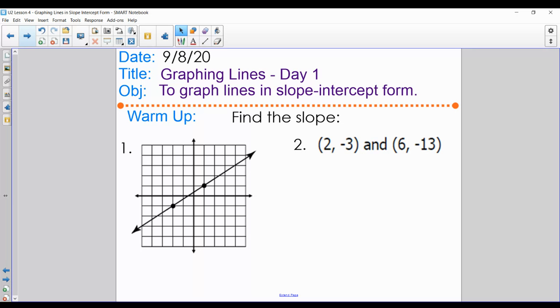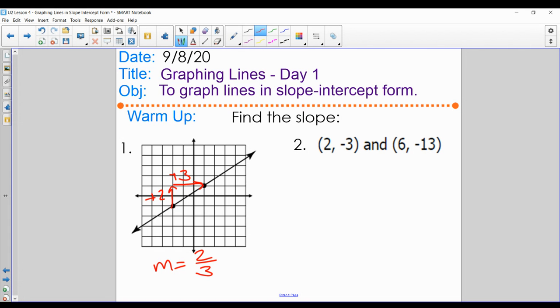Okay, so the warm-up today is finding the slope. Remember, when we are on a graph, I'm figuring out how much I'm going up. Positive is up. We're going up 2 and over 3, and to the right is always positive, so my slope here is, whoops, take that back. My slope here is positive 2/3.